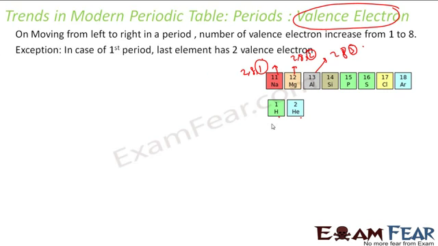There's an exception in the case of the first period. It increases from 1 to 2 only. It doesn't go to 8. And please note, I'm talking only about the 8 groups which I have discussed: 1, 2, 13, 14, 15, 16, 17, 18. Because if you take the middle groups, the properties are different and complex. We're assuming that the periodic table has only these groups, and then we are talking about the trends. So the first period goes only till 2 and the others go till 8.